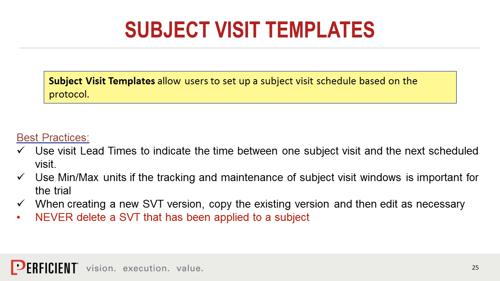We're going to discuss a little more about this when we talk about protocol amendments, but when there's a need to create a new version of the SPT or the protocol, the best practice is to copy that existing version and then edit the visits and activities that are necessary. This also saves a lot of time.